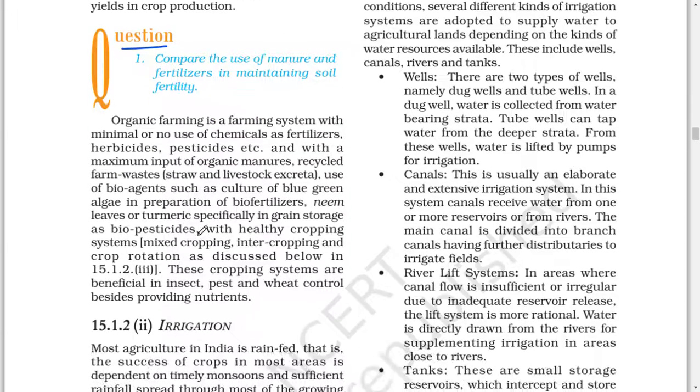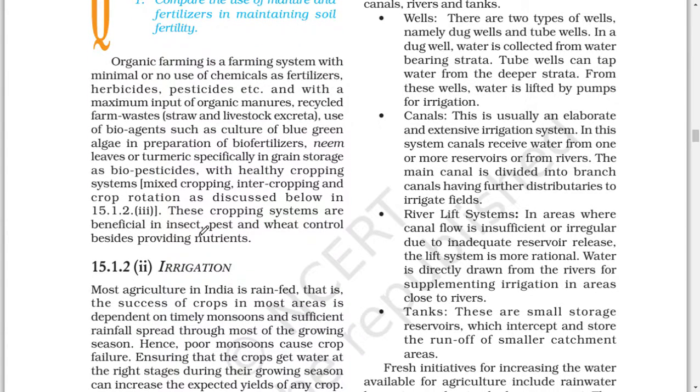Organic farming is a farming system with minimal or no use of chemical fertilizers, herbicides, pesticides, etc., and with a maximum input of organic manure, recycled farm waste, straw and livestock excreta. It uses bioagents such as cultures of blue-green algae in preparation of biofertilizer, and neem leaves or turmeric specifically in grain storage as biopesticide.